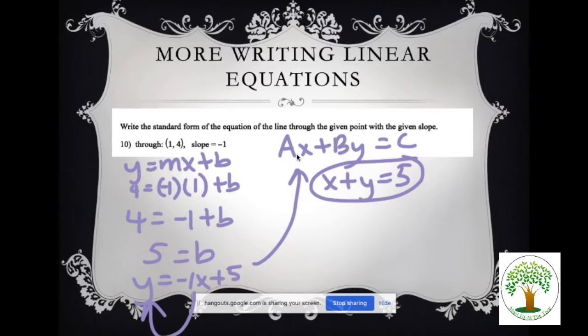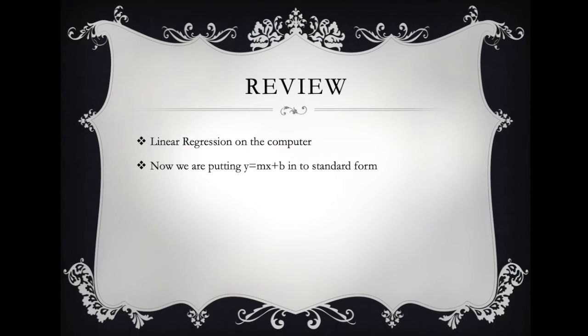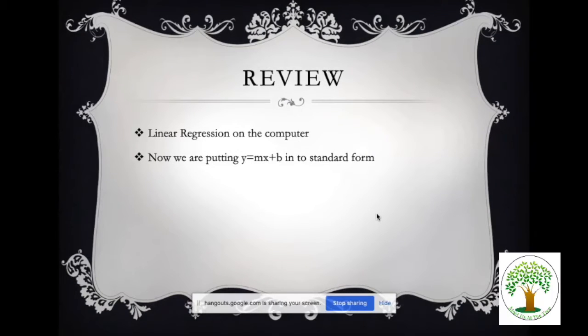Let me just review this real quick. We just did linear regression on the computer. I've got the videos already up, and they're not on this part. And now we just practiced putting that slope-intercept form, that's the y equals mx plus b, into standard form. Since you had so much practice with the y equals mx plus b, doing the standard form is just like one more step added to it at the end, okay? All right, I hope this has been helpful.